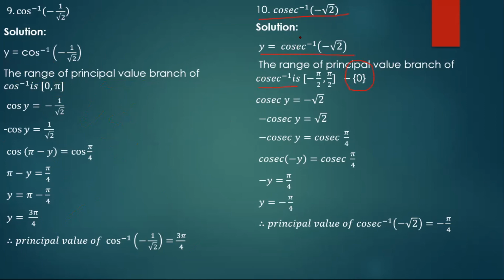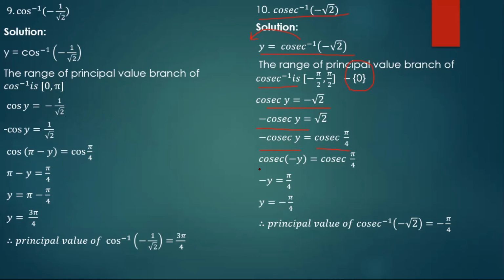So when cosec goes to the LHS, it becomes cosec y. So cosec y equal to negative root 2. When the negative goes this side, it becomes negative cosec y equal to root 2. So negative cosec y equal to cosec pi by 4. Why? The reason is cosec 45, that is cosec pi by 4, is root 2.